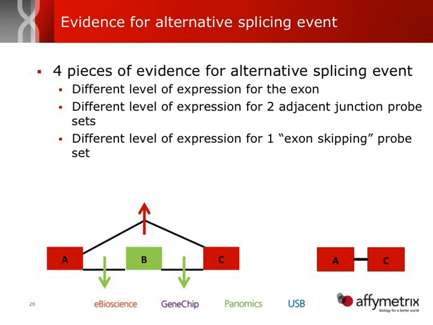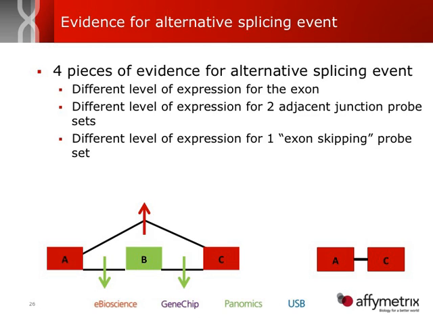So we've already talked about this. I don't want to spend too much time, but I just want to reiterate that there are 4 pieces of evidence when we're looking at an alternative splicing event. There's the exon of interest, so whether this exon is spliced in or spliced out will tell us whether we have signal from the probe set that interrogates that particular exon or not.